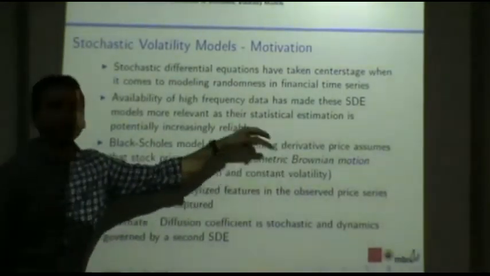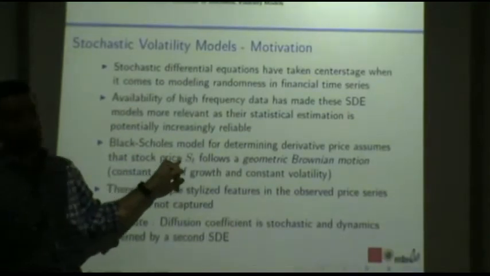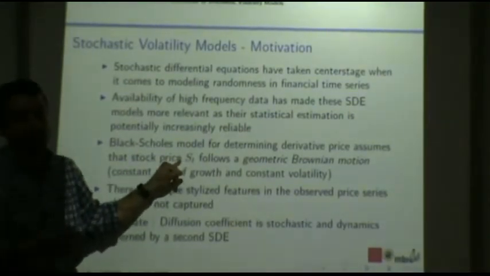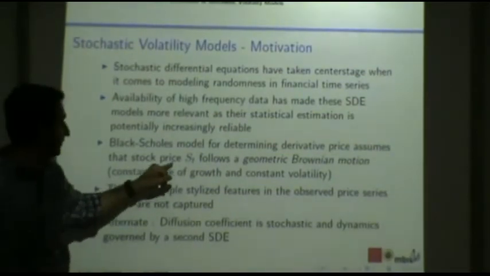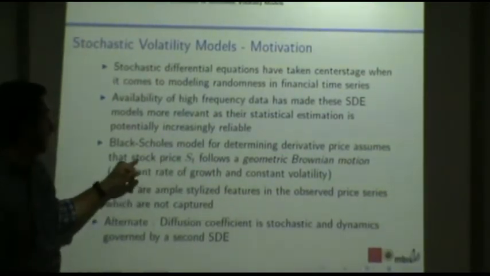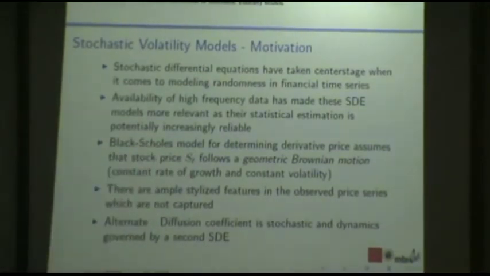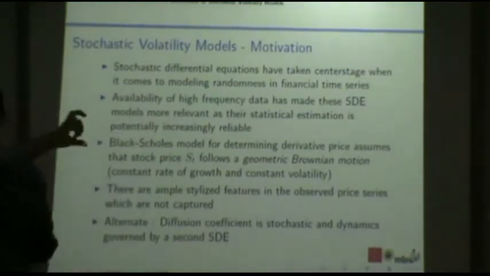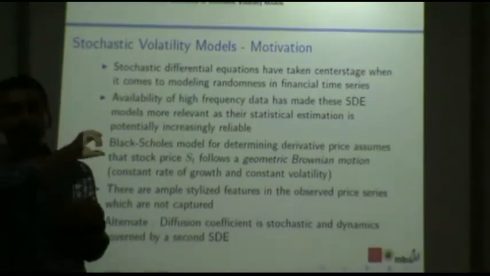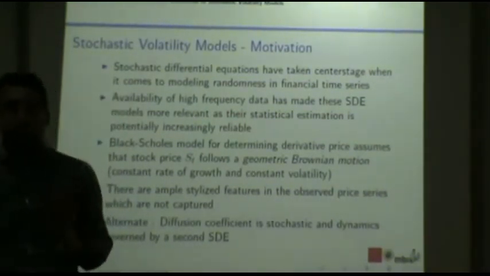So I said the derivative derives its price from some underlying asset. The underlying asset, let's say it is the stock price. It can be anything. It could be weather, commodity price, or any other asset prices. So the stock price S_T was assumed to follow geometric Brownian motion. Geometric Brownian motion can be represented as a stochastic differential equation where the parameters for the drift and the diffusion are assumed to be constant.